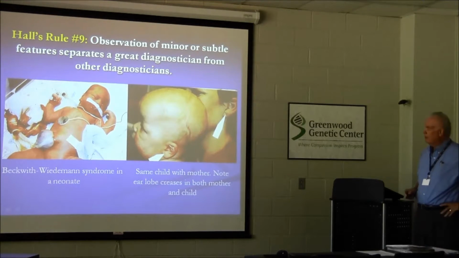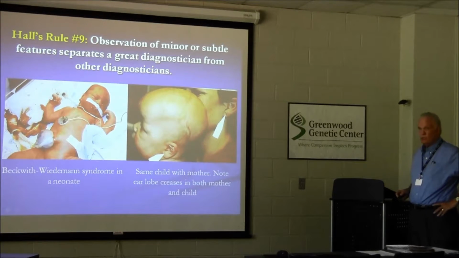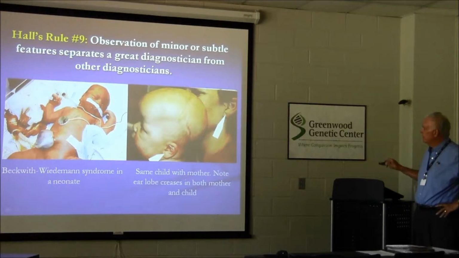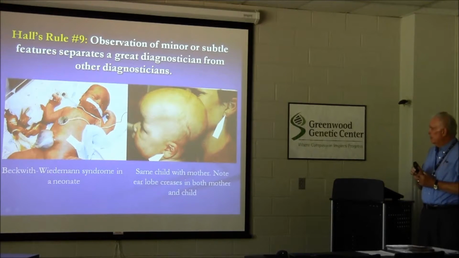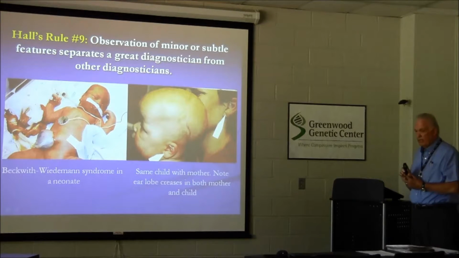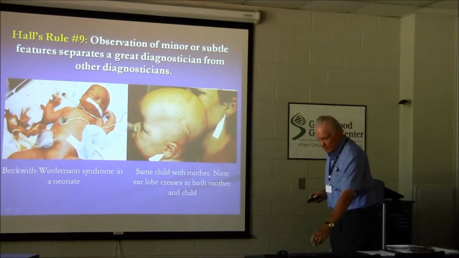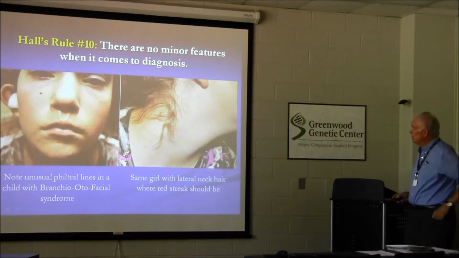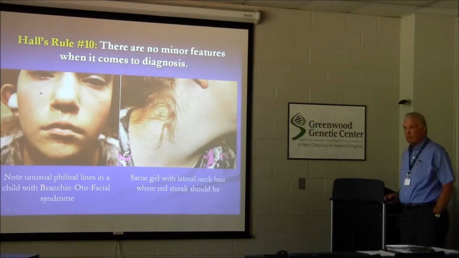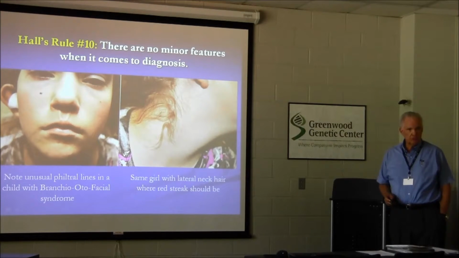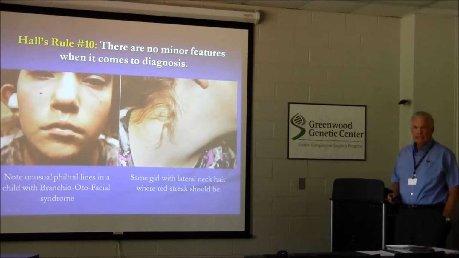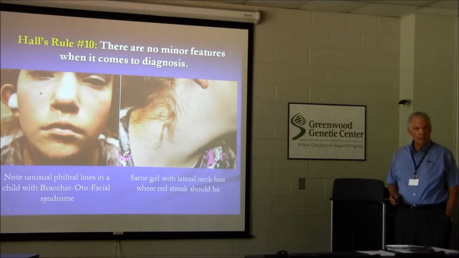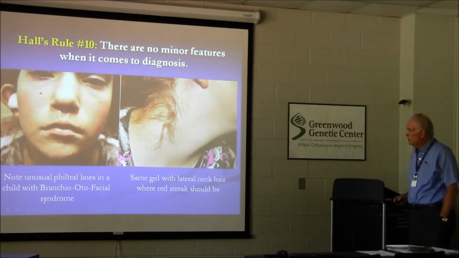So they were obvious carriers, but neither of the sisters would have been diagnosed had they not had affected children, as carriers or affected. So you need to be very diligent in looking at parents and siblings. There are no minor features when it comes to diagnosis. Most malformation syndromes are made up of minor features, or minor anomalies. It's the rare syndrome whose majority of features are major anomalies. So you need to pay close attention.